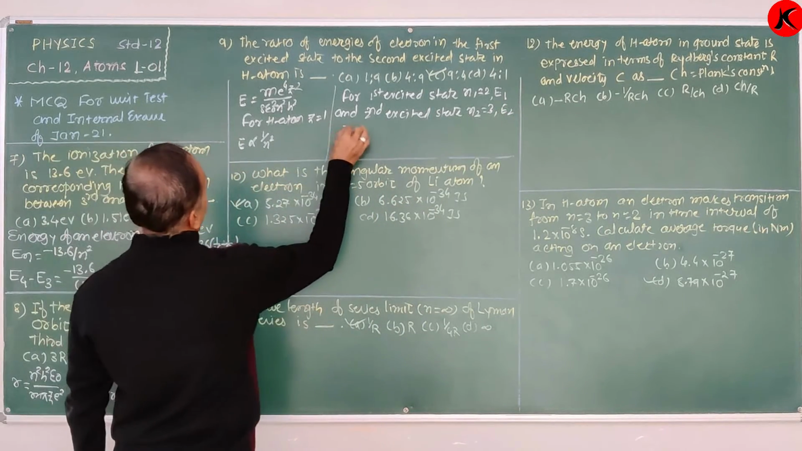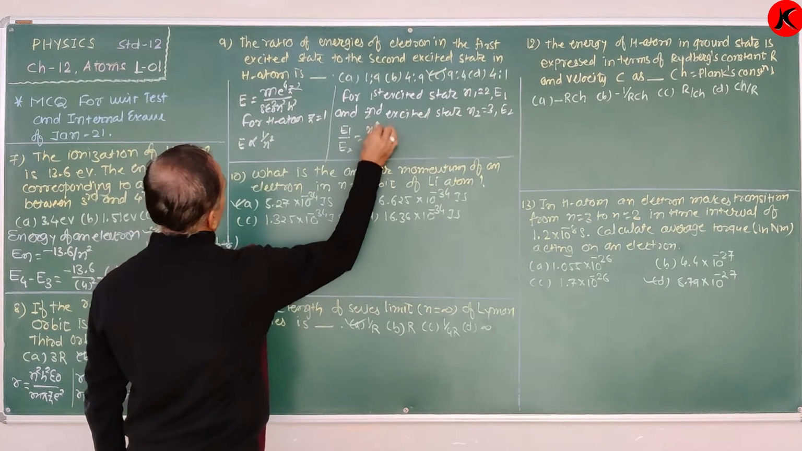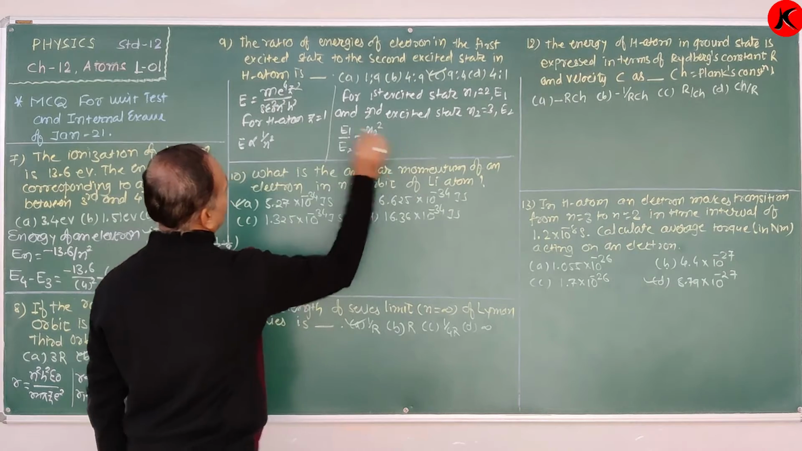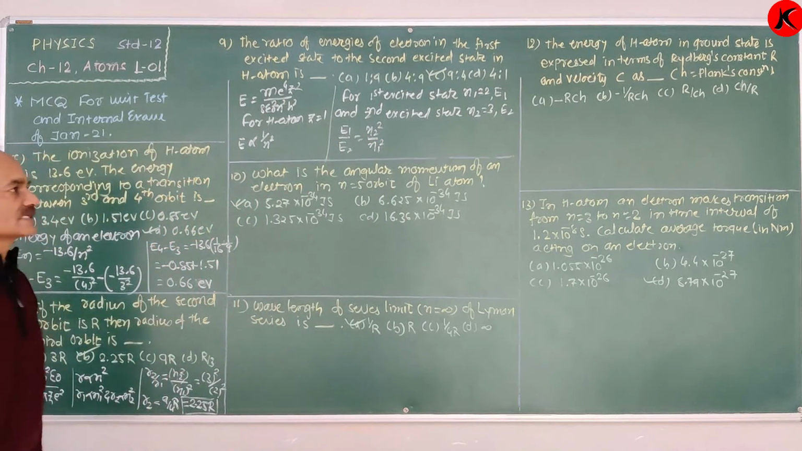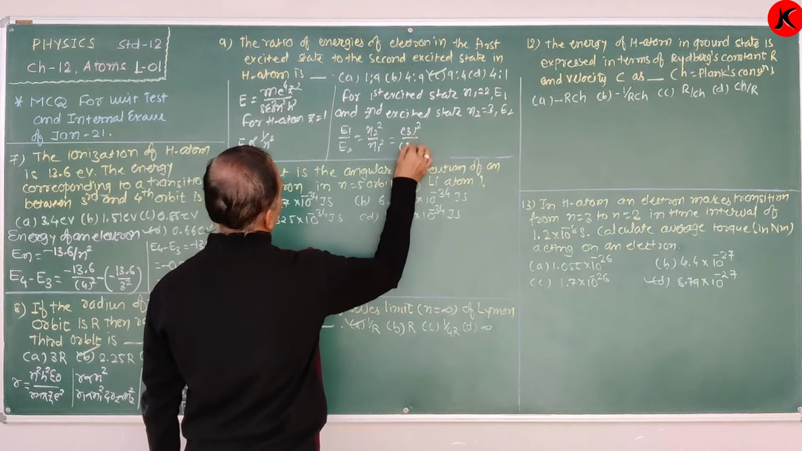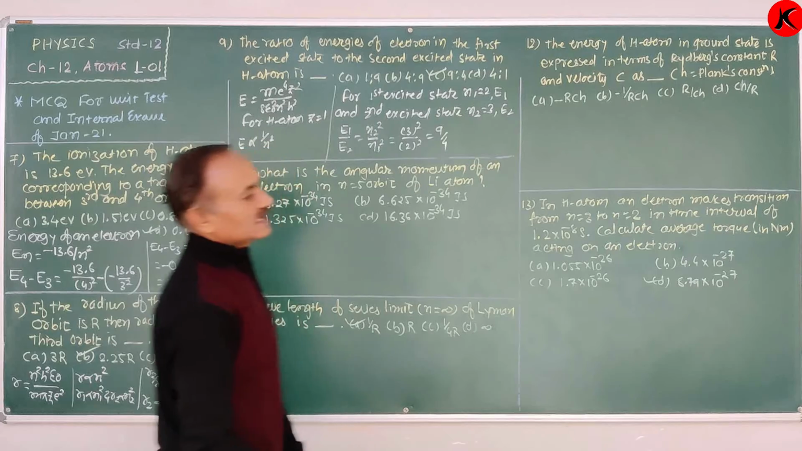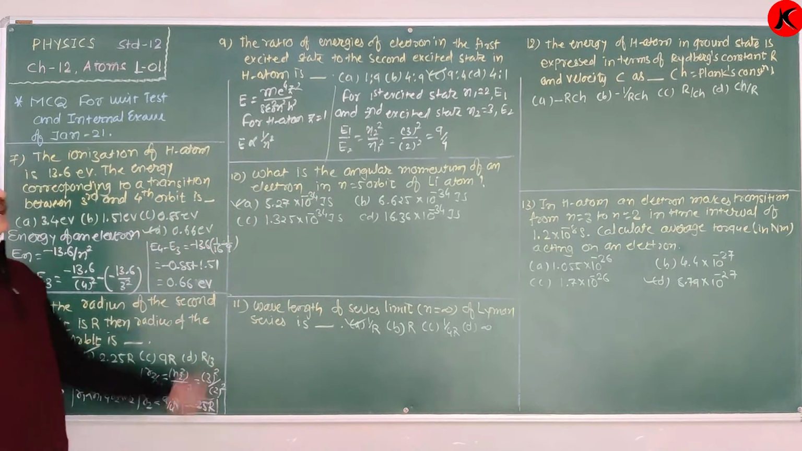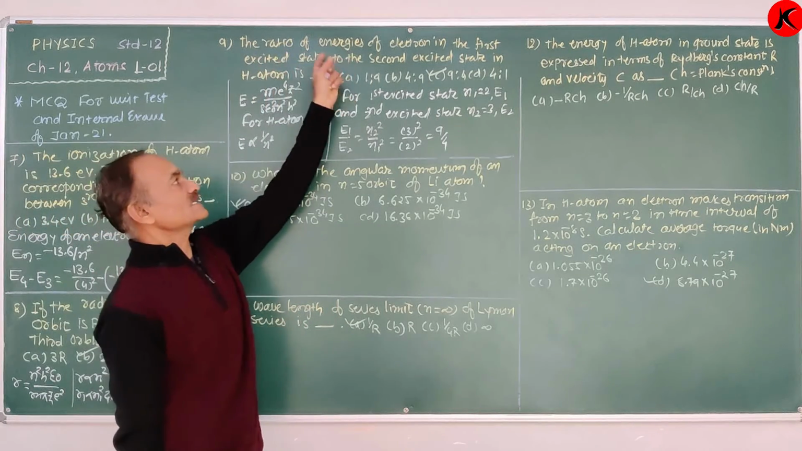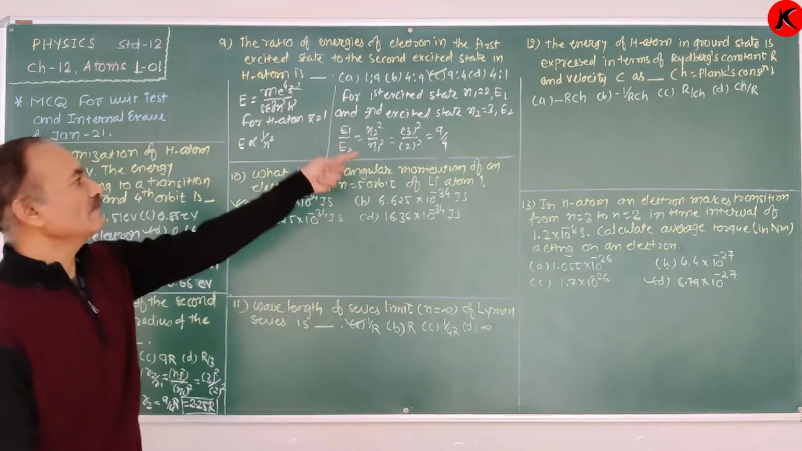Therefore, we can write E1 upon E2 is equal to n2 square upon n1 square. n2 is 3, n1 is 2, therefore 9 by 4. Therefore, the ratio of the energy in the first excited state to the second excited state is 9 by 4.